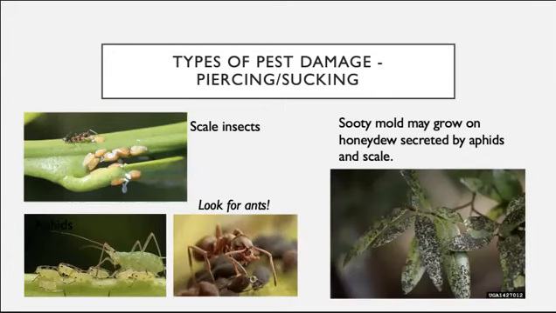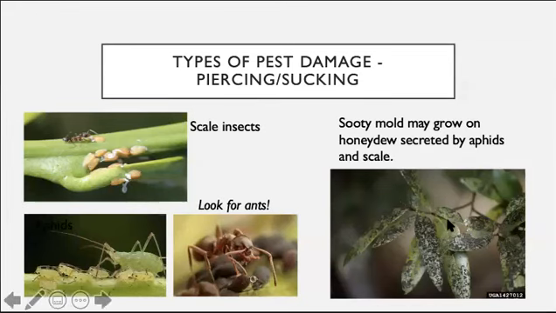It's a sugary sap that comes out of the back end of the aphids and the scale. So when you're looking for these types of organisms, it's often really helpful to find the ants first, and then turn over the leaves and you see a bunch of aphids or scale along the stem.